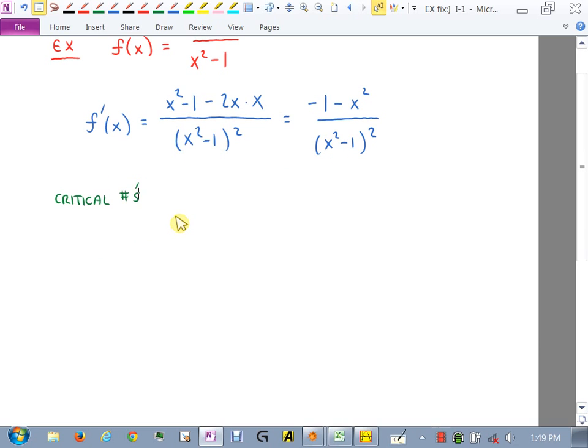So we have what? Where the derivative is 0. What do I need to look at? Just the numerator. Where is -1 minus x squared equals 0? Well, that's when -1 equals x squared, right? Just move your x squared to the other side. Is that possible? Not unless you have an imaginary number, right? So there's no solution here. We have no critical numbers that give us a derivative of 0. Understand?